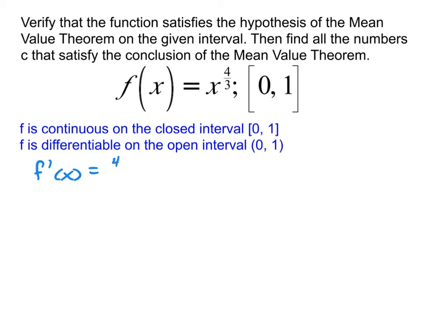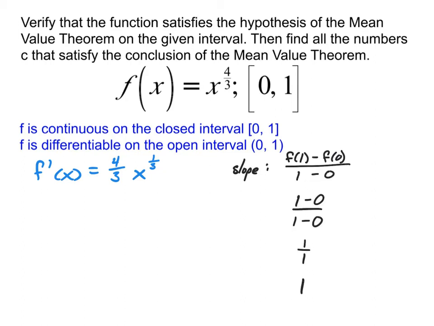And so when we do that, I'm going to use the power rule here. So it's going to be 4/3 times x to the power of, and if I do 4/3 minus 1, that gives me 1/3. So that's 4/3 x to the 1/3 for my derivative. Now the other part that I need to do is figure out what the slope equals. So for my slope, I'm going to do the delta y over the delta x, which just ends up giving me a slope of 1.